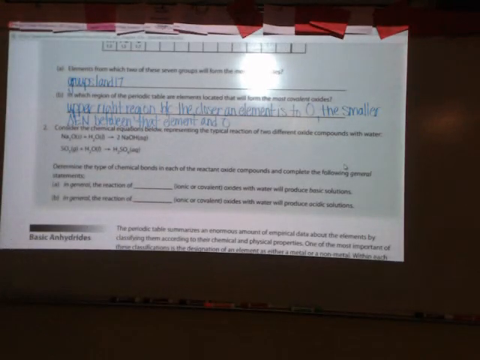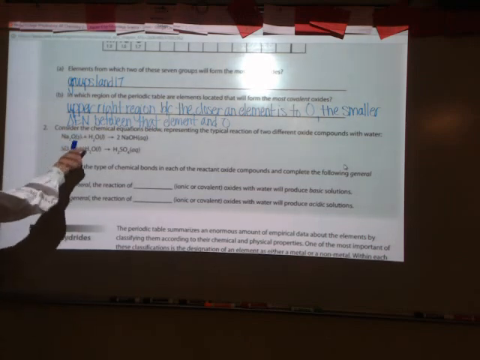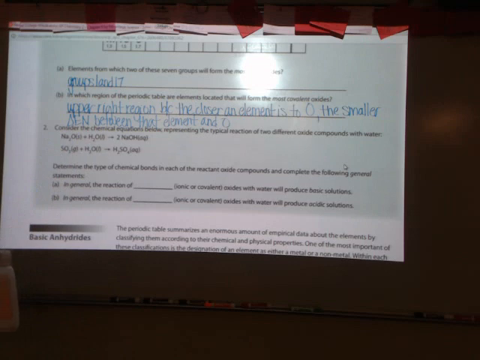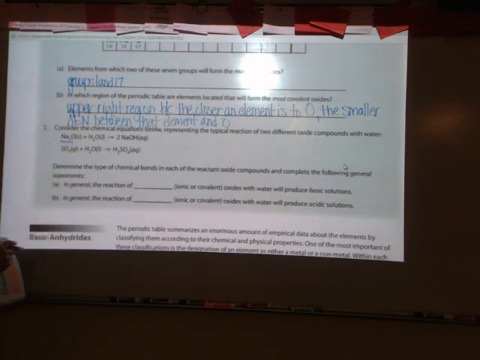Question number 2, consider the chemical equations below representing the typical reaction of 2 different oxide compounds with water. So I have sodium oxide and sulfur trioxide reacting with water. Determine the type of chemical bonds in each of the reactant oxide compounds and complete the following general statements. Well, Na2O, this is a metal with a nonmetal, or a cation with an anion, so this would have to be ionic.